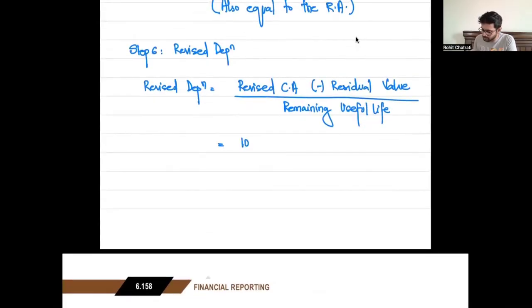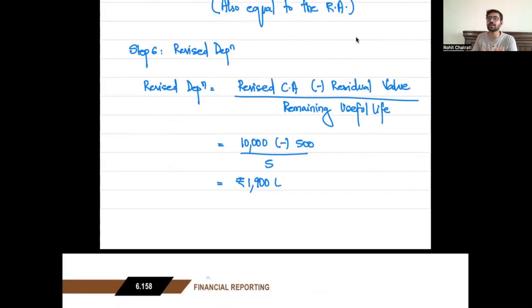Revised carrying amount was rupees 10,000 lakhs, less residual value of 500 lakhs, divided by remaining useful life of 5 years. That is equal to 9,500 divided by 5, which turns out to be rupees 1,900 lakhs. So the entity will be required to charge a depreciation of 1,900 lakhs for the next 5 years. It will charge depreciation of 1,900 lakhs in the next year. By that, the asset's carrying amount will reduce from 10,000 to 8,100.